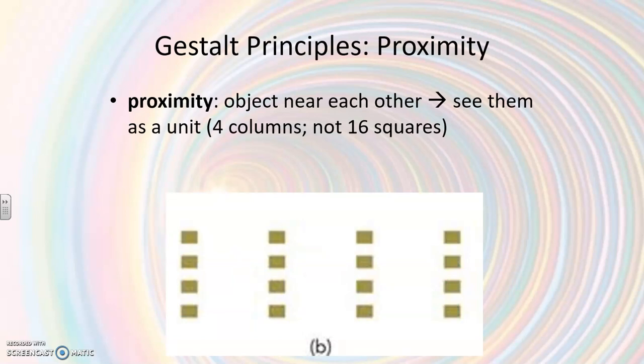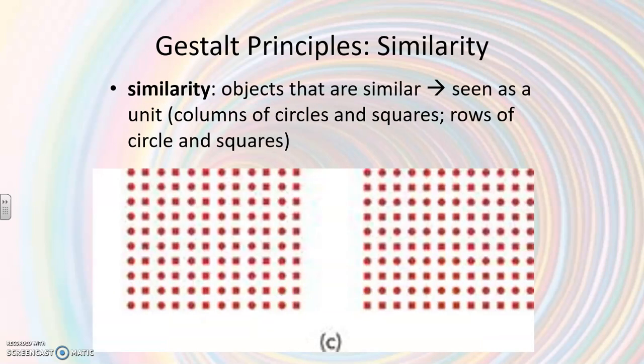Proximity. Objects near each other, we see them as a unit. So instead of looking at this as 16 different squares, if I were to have you describe this first off, you might say, oh, I see 4 different columns of equally sized squares. Similarity. Objects that are similar, we group together, and we see those as units. So you guys either see these as columns of circles and squares on the left, or rows of circles and squares on the right.